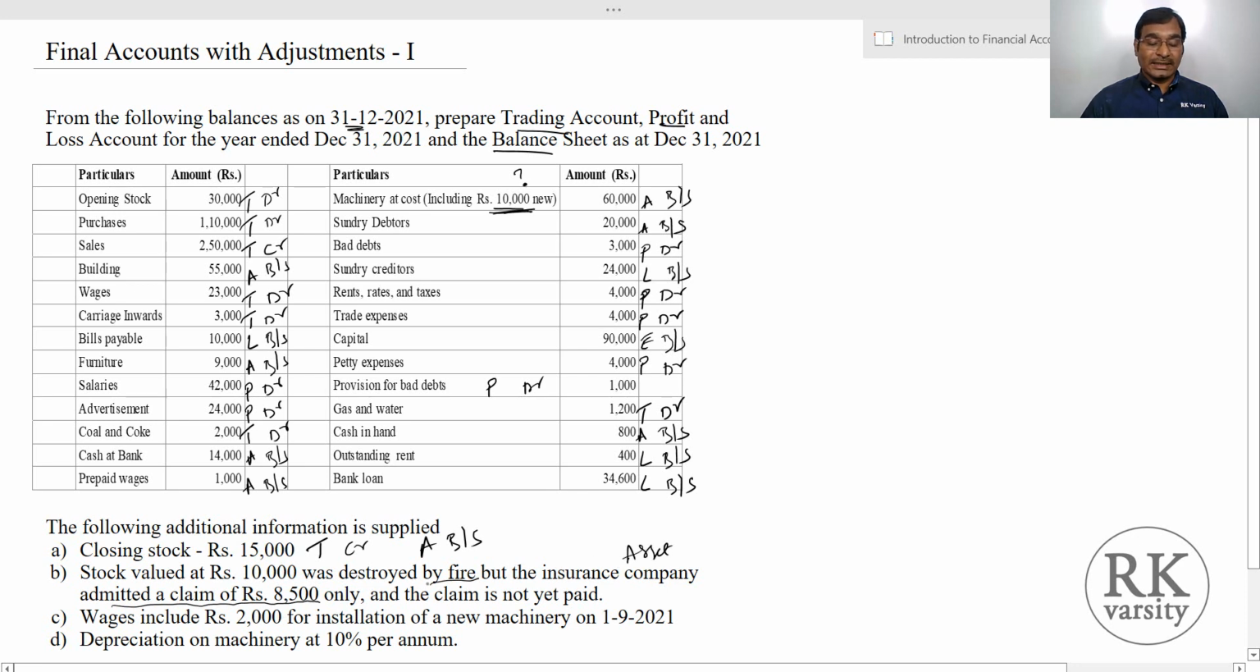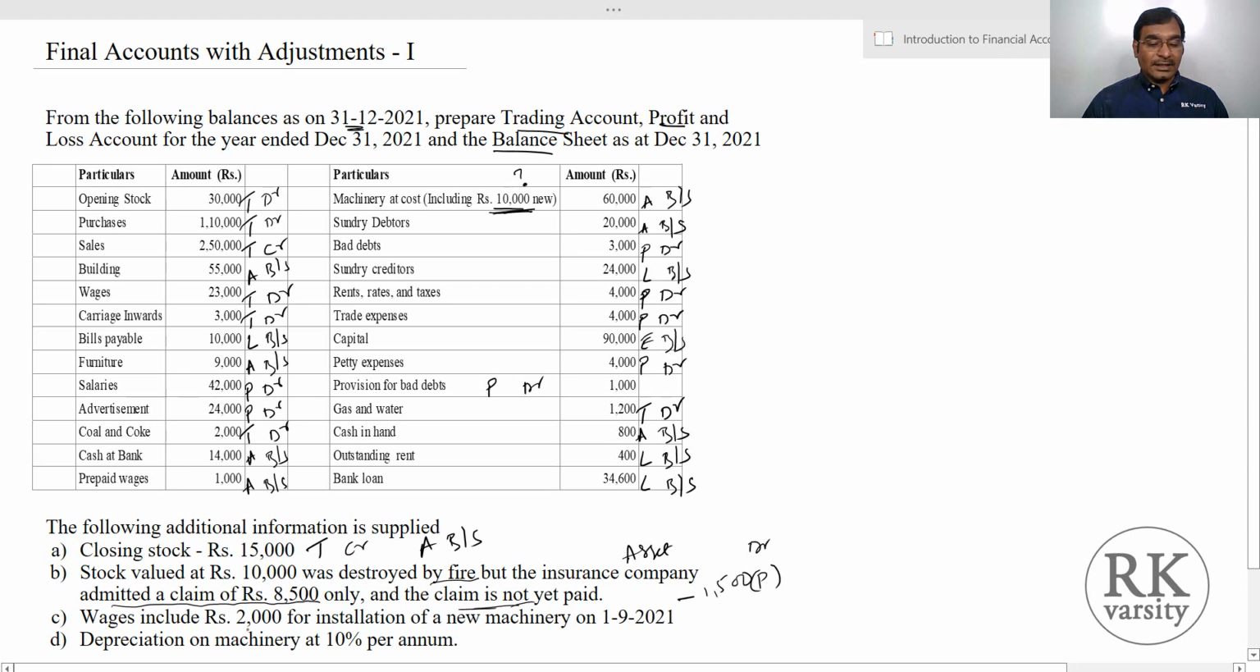So the claim that you have to receive, and the claim is not yet paid. So this is creating an asset or a receivable for you. And there is a difference between these two. 10,000 is the stock which is valued, and the claim is 8,500. So 1,500 is a loss. So minus 1,500 is loss. So this appears in your profit and loss account, debit side.